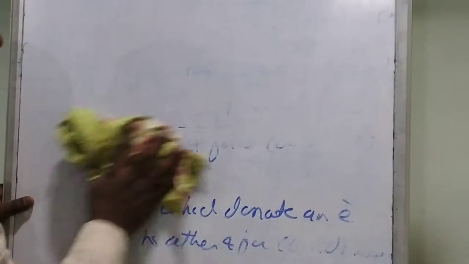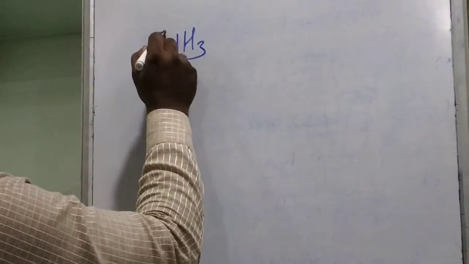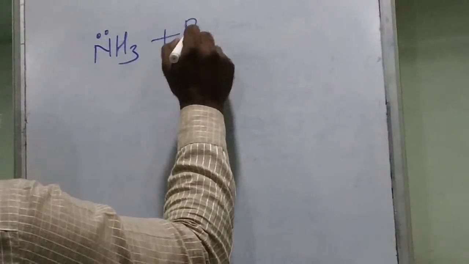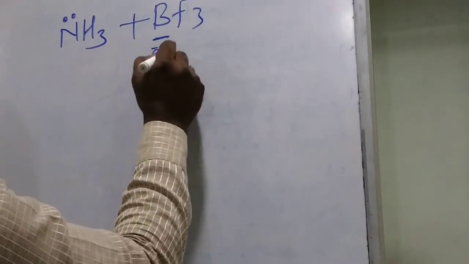Now let's explain with the help of some examples how we explain which is the donor and which is the acceptor. Look here, ammonia, NH3, and BF3. Ammonia has a lone pair of electrons, and in BF3, boron is an electron deficient center.